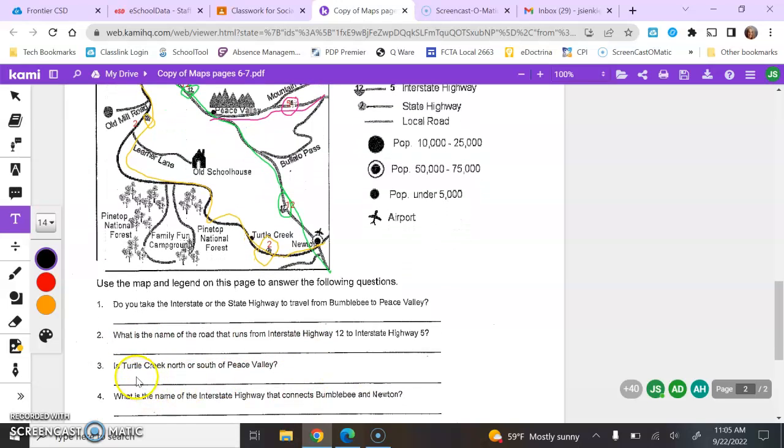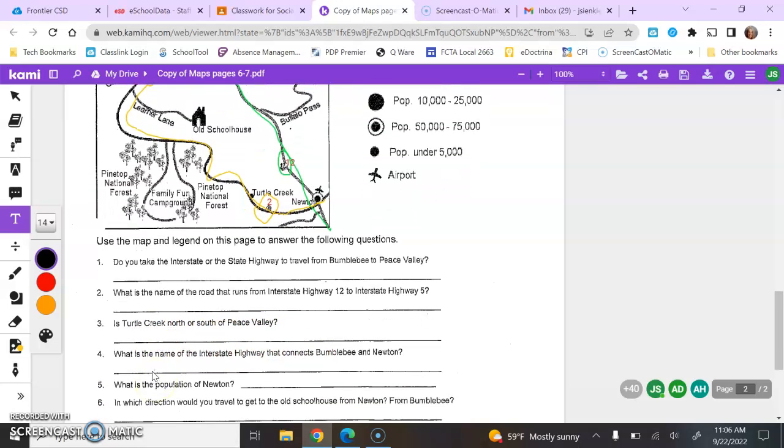Number 3, is Turtle Creek north or south of Peace Valley? So you need to find Turtle Creek, which is here, and Peace Valley. So is Turtle Creek north or south of Peace Valley? And again, they must be complete sentences. So Turtle Creek is blank of Peace Valley.